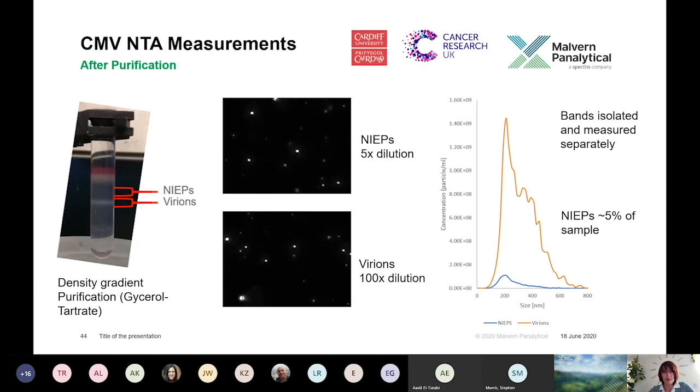And one more example. We've been challenged again by a Cardiff group to come and help them with the characterization of the cytomegalovirus. This virus was challenging as the titer of this virus after infections was very low, so they really struggled to apply any characterization techniques.